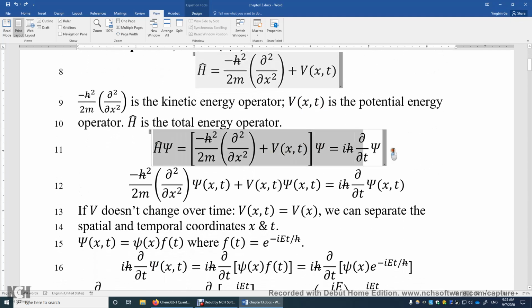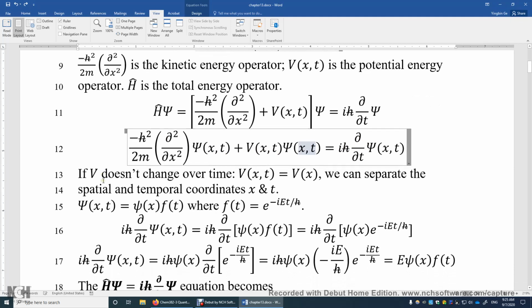So this is the Schrodinger equation for the one-dimensional particle. H psi is equal to the kinetic energy operator plus the potential energy operator being applied to psi, which is equal to i h bar times delta psi over delta t. And we can separate these two operators. We basically apply the kinetic energy operator to psi, the potential energy operator to psi separately. The result should be i h bar times delta psi over delta t.